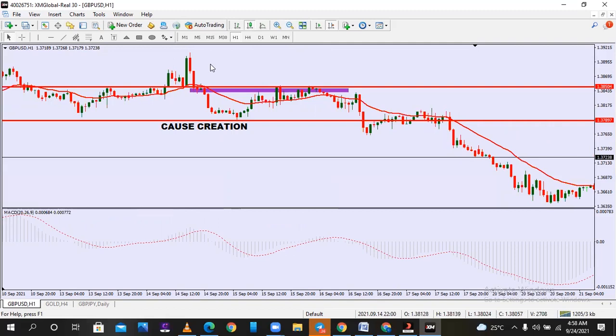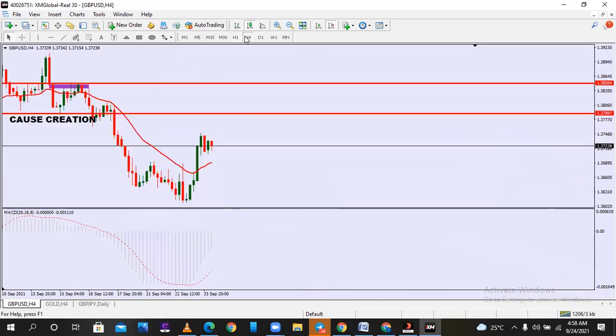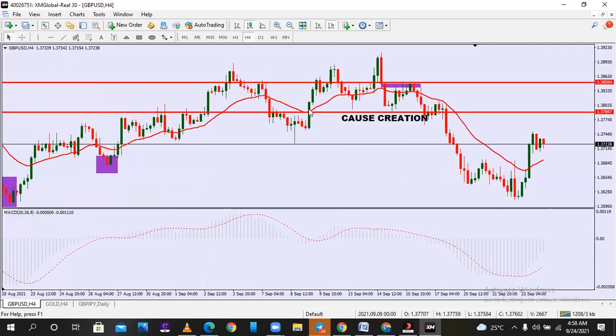You can choose to enter from the top of that bar, but what we want to do is to enter from the break of this course creation low. That is where we will look to enter. The break of this course creation low. That's where we are looking to enter.